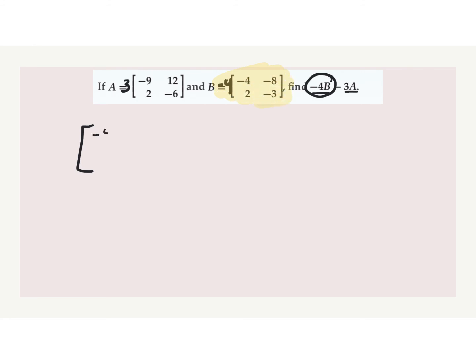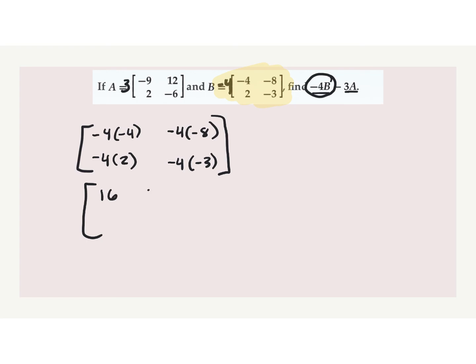So this is negative 4 times negative 4, negative 4 times negative 8, negative 4 times 2, and negative 4 times negative 3. So this is 16. Negative 4 times negative 8 would be positive 32. Negative 4 times 2 is negative 8. And negative 4 times negative 3 is positive 12. Remember, negative times negative gives you positive.